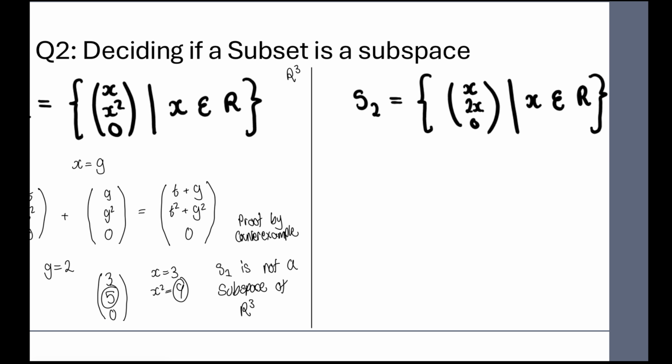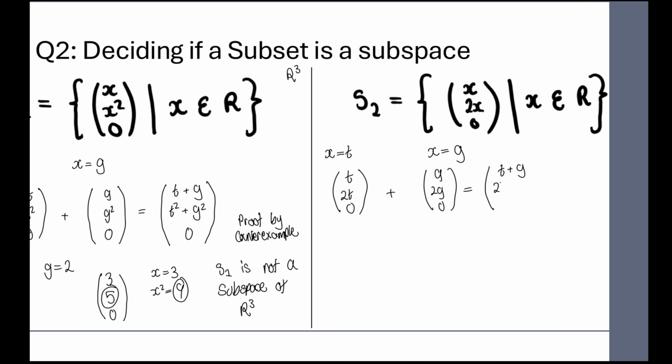This is proof by counterexample, which is sufficient to prove that a subset is not a subspace. If we now look at S2, we do the same thing. If we say x is equal to t and then x is equal to g, we have (t, 2t, 0) and (g, 2g, 0). We're going to add them together. So we have (t plus g, 2t plus 2g, 0). Now factorizing out the 2, we get (t plus g, 2(t plus g), 0).